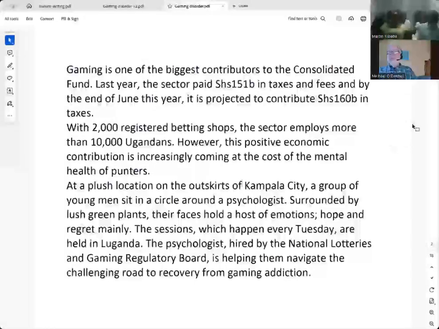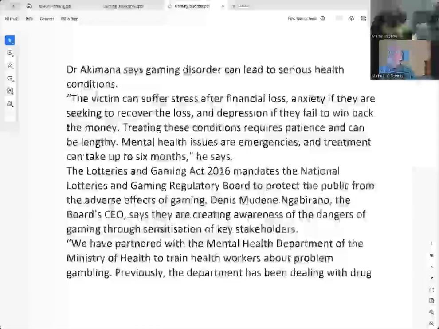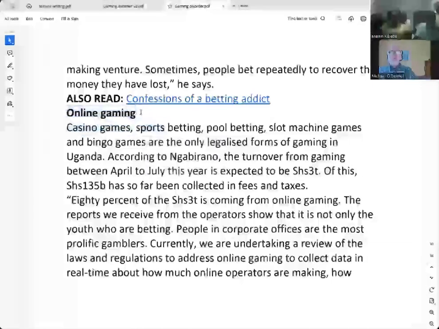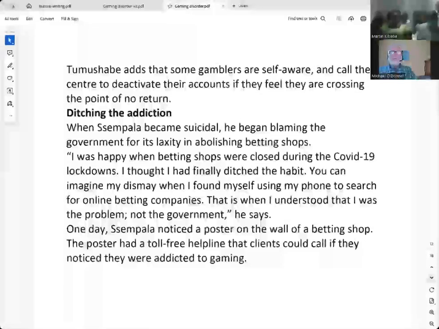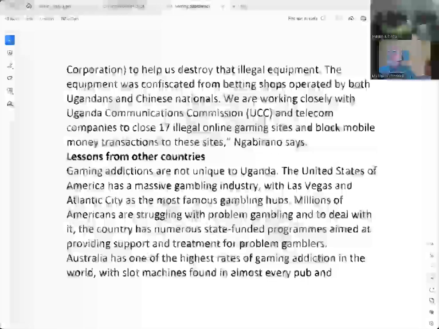And then as we go down, there's a lot of stories in here. And then there's these transitions. And in a long story like this, transitions are really important, so we want to make sure we pay attention to those. In some cases, he does a really good job of transitioning from one aspect of the story to the next, and so we'll talk a little bit about that. Ditching the addiction, responsible gaming, lessons from other countries. So this is really a well-researched story.